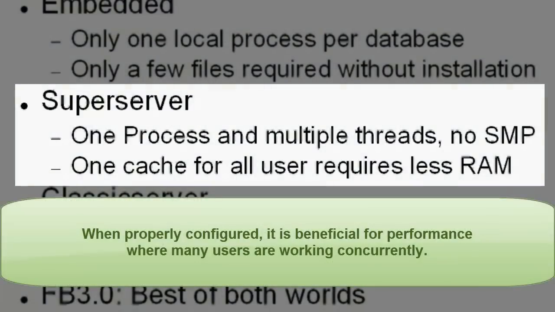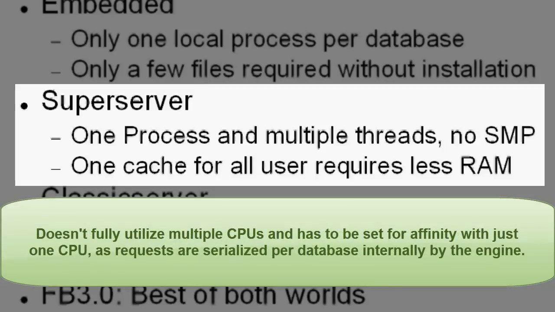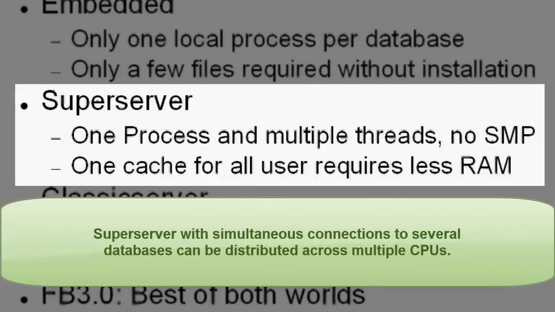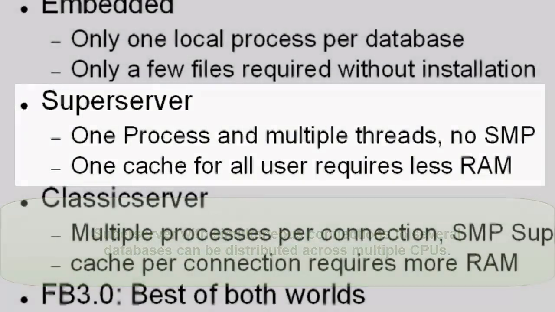Super Server's shared page cache, properly configured, can be beneficial for performance where many users are working concurrently. On the other hand, Super Server for Windows does not play nice with multiple CPUs on most systems and has to be set for affinity with just one CPU, as requests are serialized per database internally by the engine. However, using Super Server with simultaneous connections to several databases can be distributed across multiple CPUs.